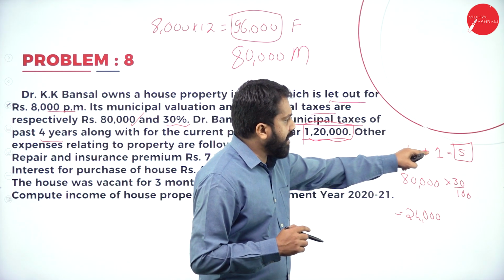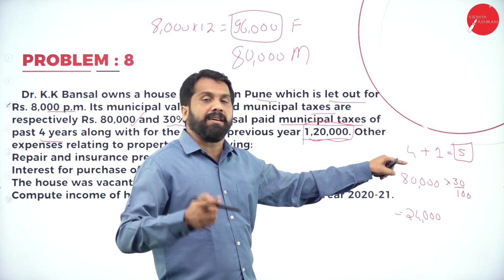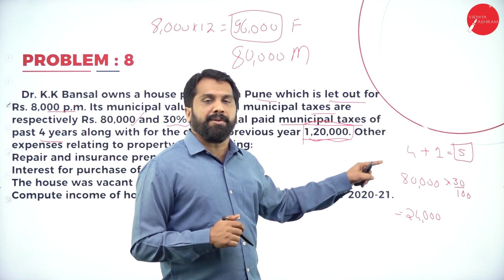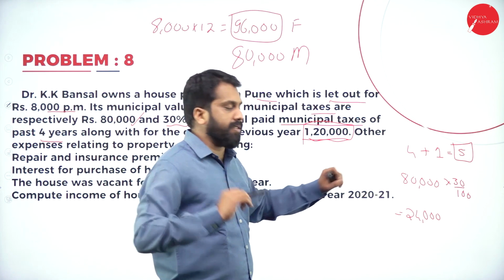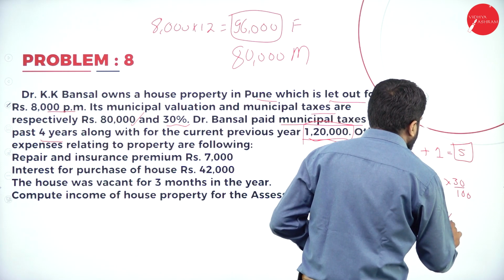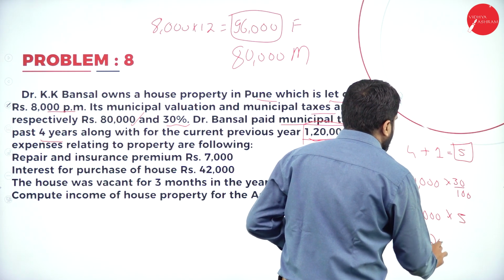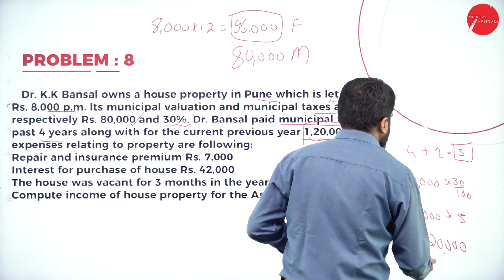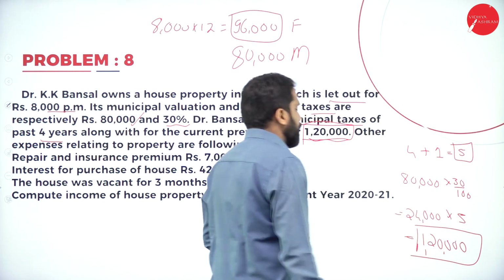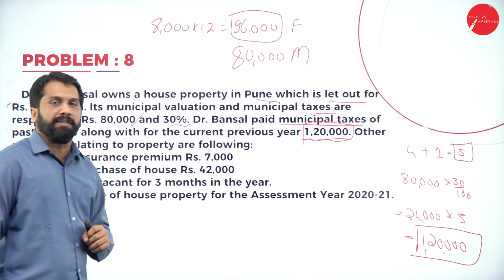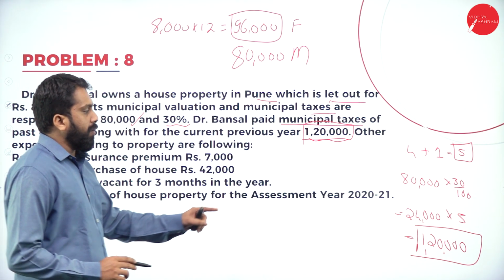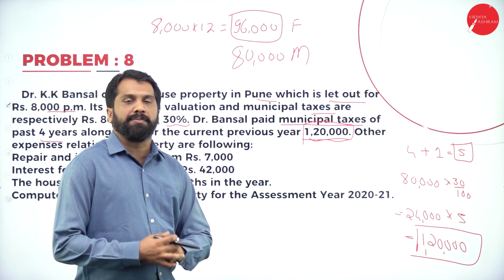This is for 1 year tax. How many years they are paying? He is paying current year and previous 4 years. Total he is paying 5 years. Now, 24,000 into 5, you will get 1,20,000. Any doubt up to this? No. You will get 1,20,000 as municipal tax.